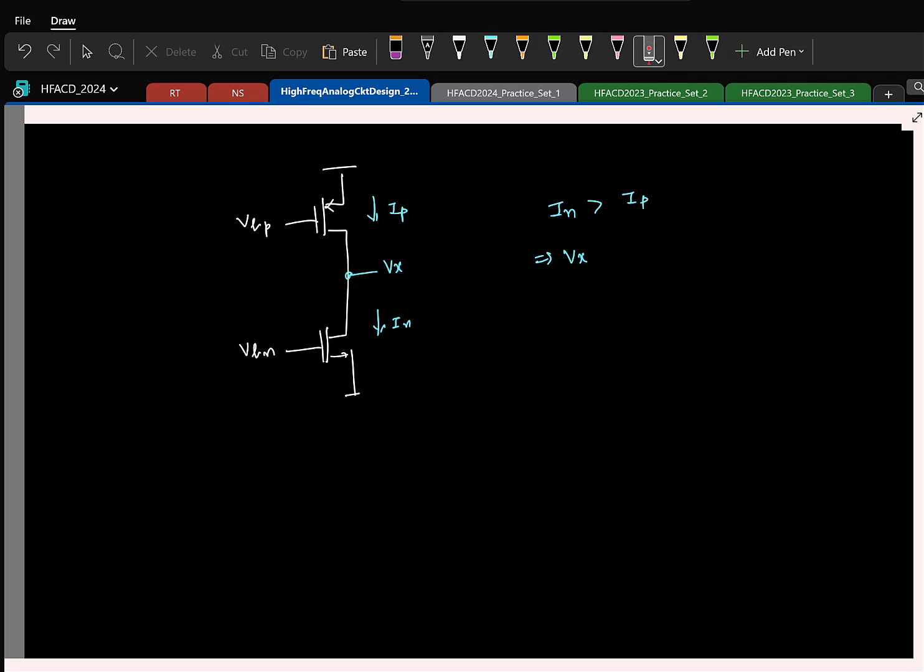So what will happen if Vx decreases? NMOS can go out of saturation, it will enter triode, and finally that's how it reduces. I'll just say, which means NMOS enters triode, and that's how the NMOS current will finally reduce and the currents will eventually become equal. Opposite will happen if PMOS current is higher, right?